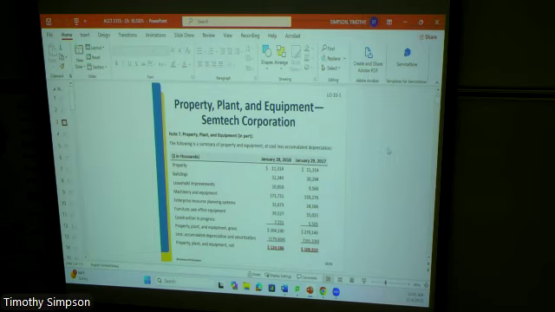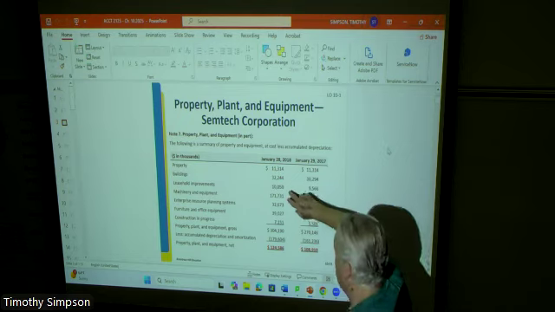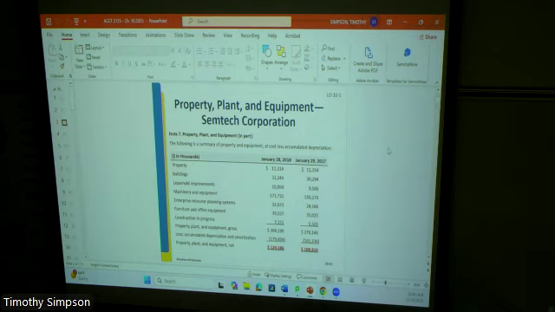So we have property, plant, and equipment. Let's just take a look at 2018. We have property, buildings, leasehold improvements. Let's talk a bit about leasehold improvements. This is something that I don't believe we got into at all, at least in 2110, the introduction course. The accounting is a bit complex, and it's a bit beyond what we're doing.